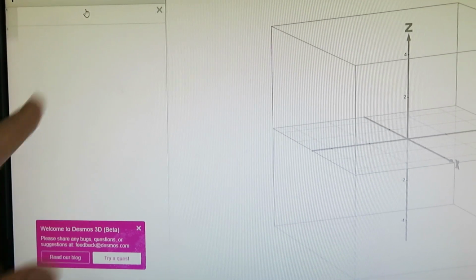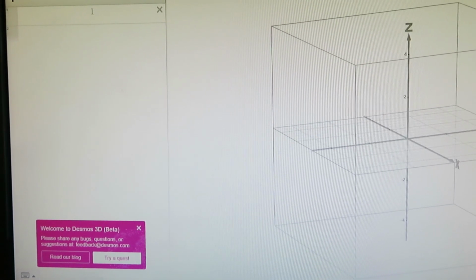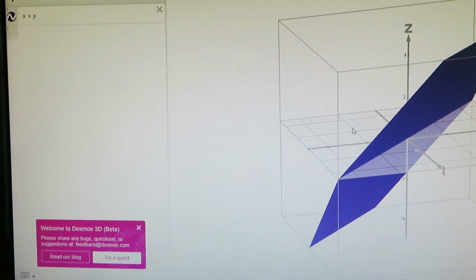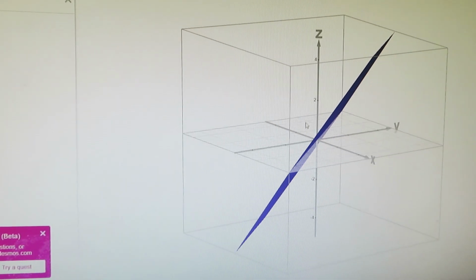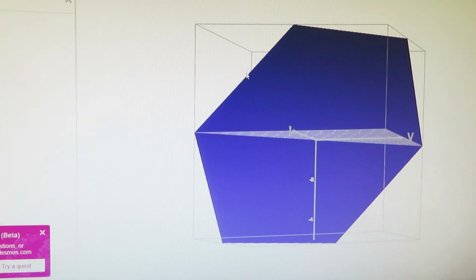Right here in this top box, I'll put a function equation x plus y, because we're looking here at z is equal to x plus y. I'll write it out, x plus y. When I create the image, this is what we have: a plane on an x and y and z axis. I've demonstrated x plus y, it's a plane.